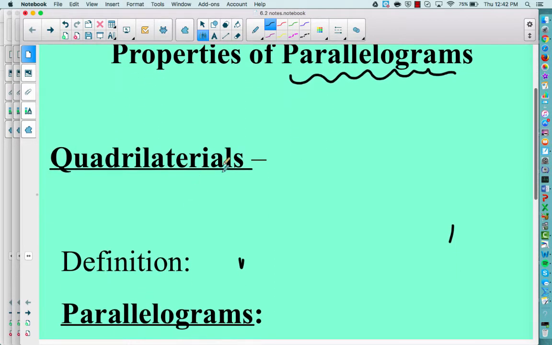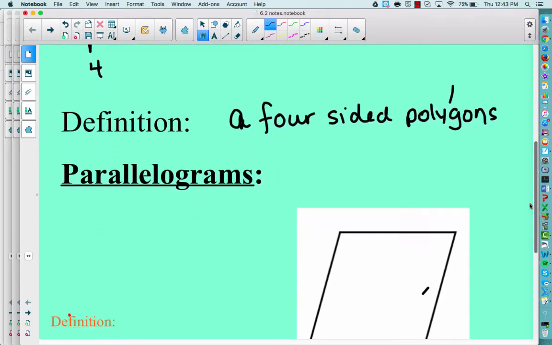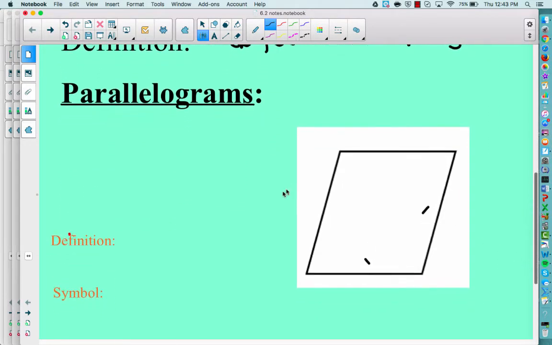The parallelogram is in the family of what we call quadrilaterals, and a quadrilateral is a four-sided polygon. And you may remember a few things about polygons. They are figures made up with lines or segments. So like a circle is not a polygon. A quadrilateral, the word quad means four, so a four-sided polygon. All right, so let's discuss this special polygon, the parallelogram.